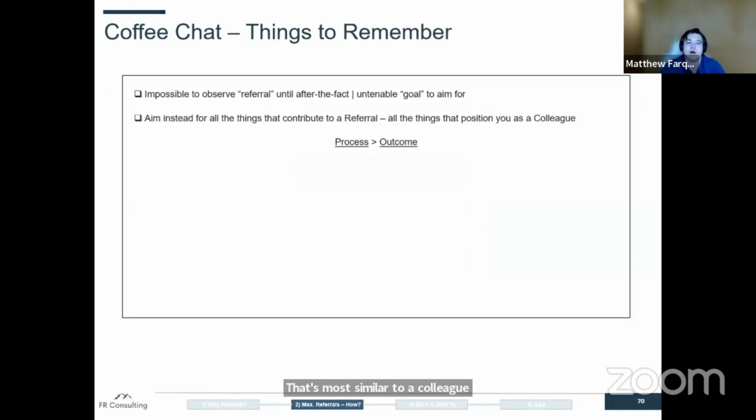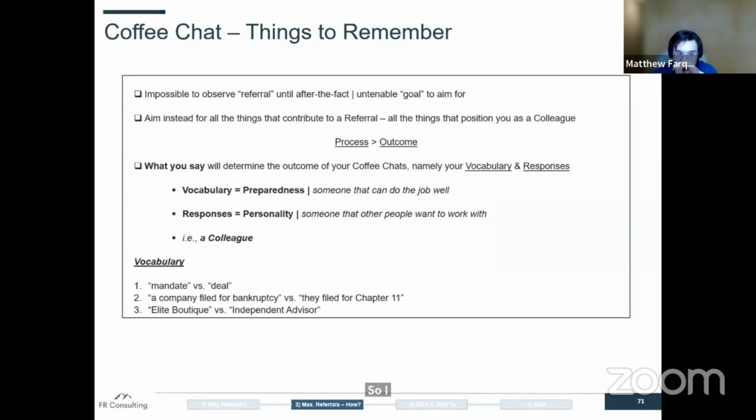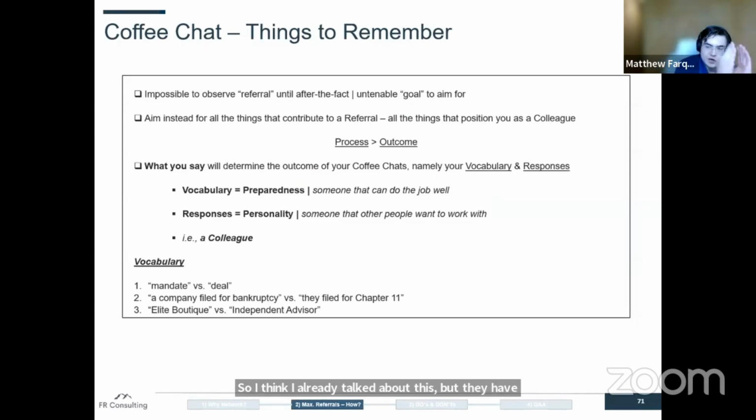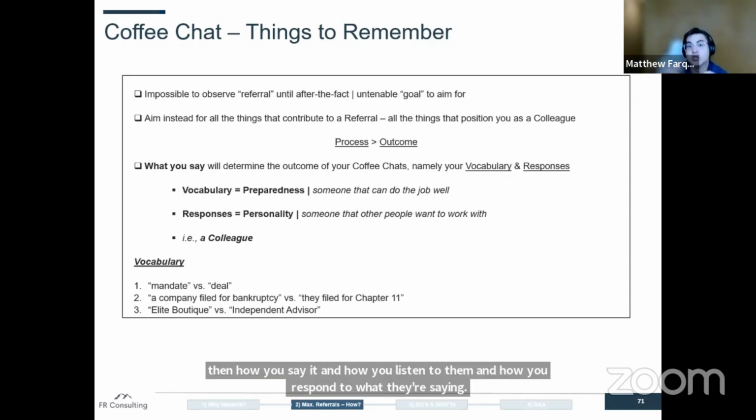I think I already talked about this, but yes, vocabulary and responses. If we go back to the parent personality frame, your vocabulary conveys if you can do the job, and how familiar you are with capital markets and corporate finance. And how you respond determines the rapport that you build. If you think about a conversation with your friend, what you say will determine how they perceive your intelligence, and how you say it, how you listen to them, and how you respond to what they're saying will determine how much they enjoy the conversation.